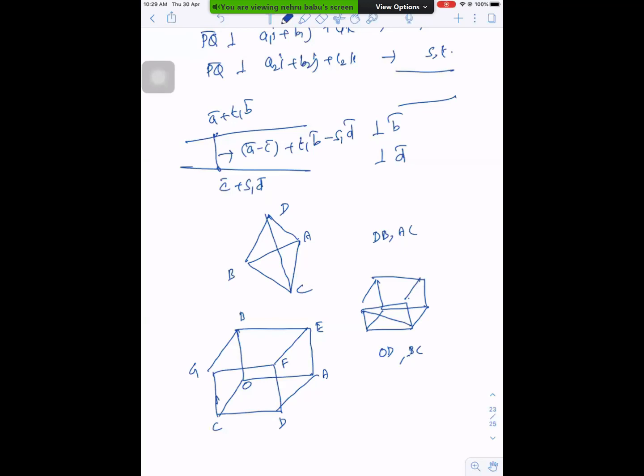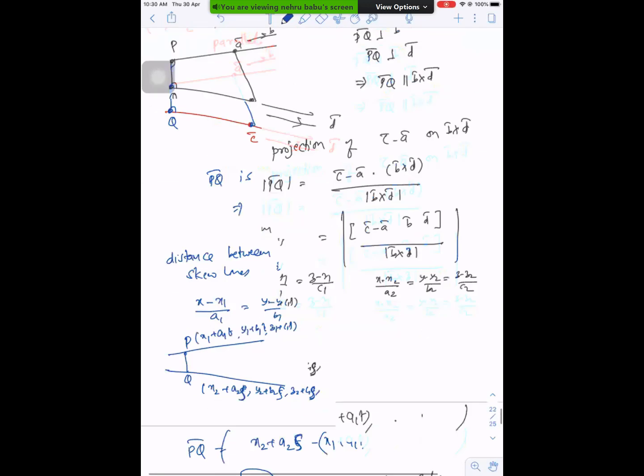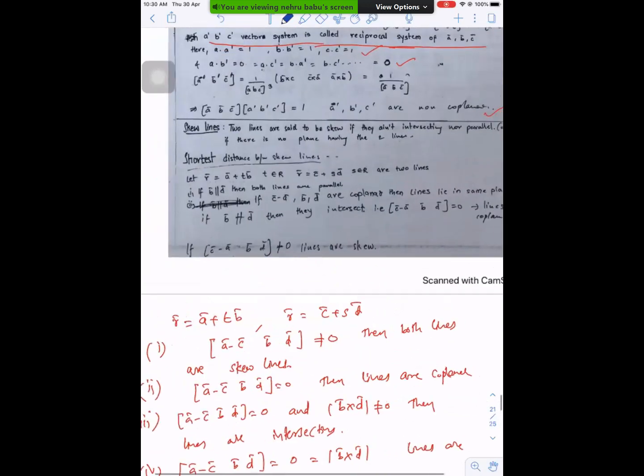Or the same OD and CE, even these two are also skew lines: one main diagonal, one face diagonal. What is the distance between them? All these problems you can solve by taking general points. Okay, this is the skew lines concept.